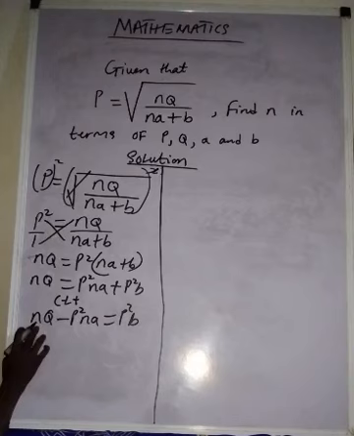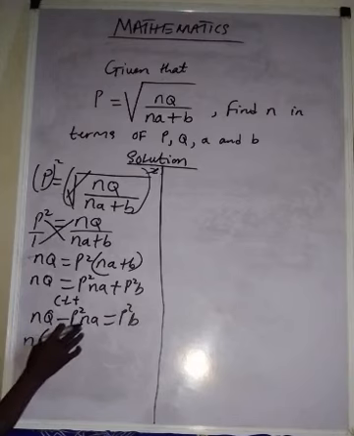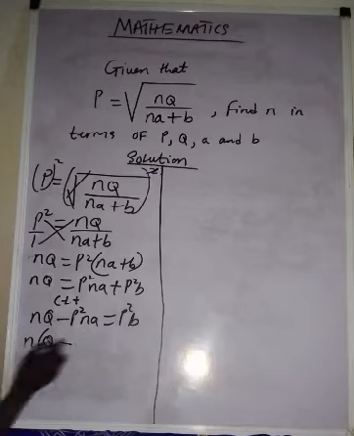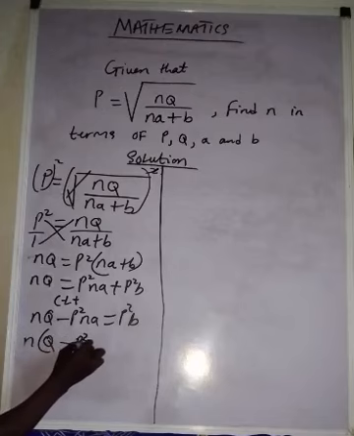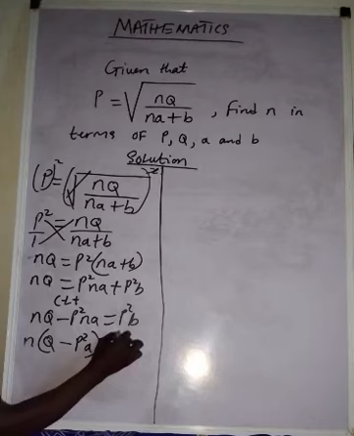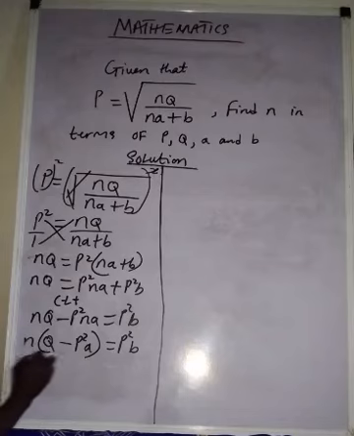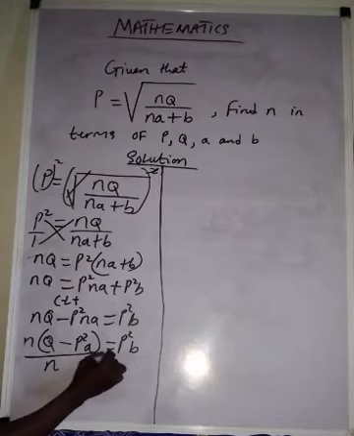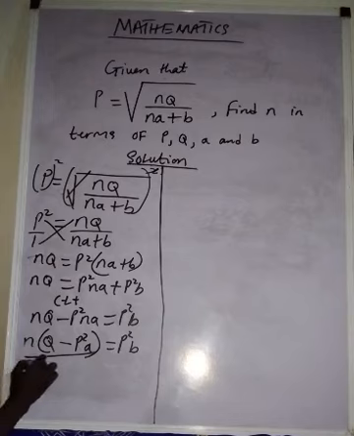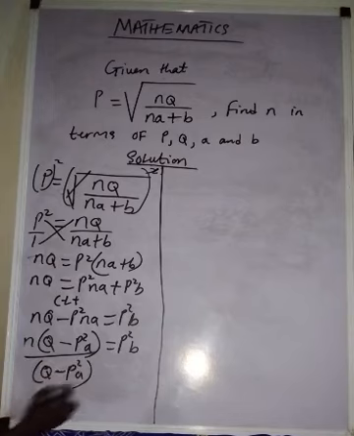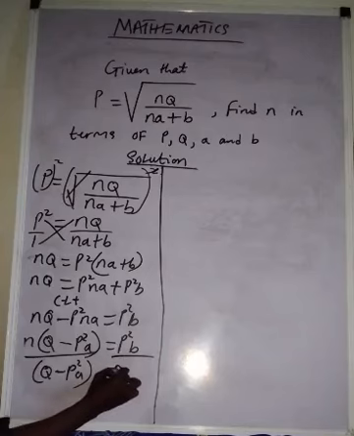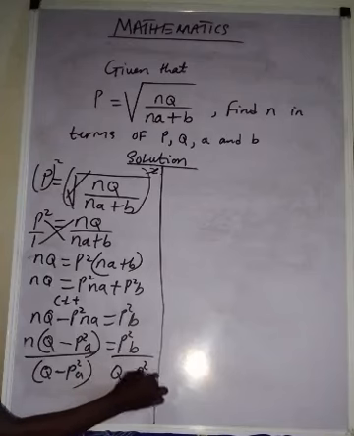So N out of this NQ, we are going to have Q in a bracket. N out of this, we are going to have a minus sign there. It means we are going to have P square A in a bracket equal to P square B. To make N the subject of the formula to stand alone, because we are looking for N, we divide both sides by Q minus P square A.